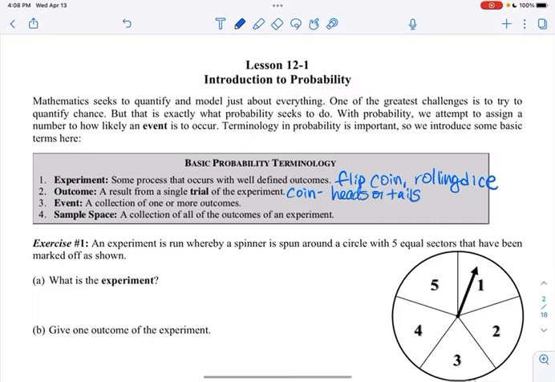An event is a collection of one or more outcomes, and the sample space is a collection of all the possible outcomes. So if it's a coin, again, it's just heads or tails. If it was a die, which is the singular of dice, then the outcomes are usually 1, 2, 3, 4, 5, 6. Those are all the possible outcomes that are available.